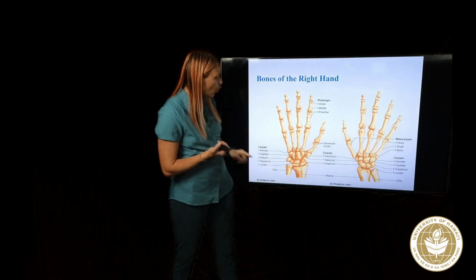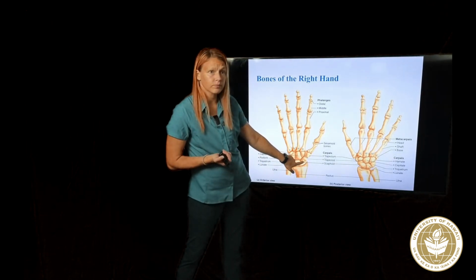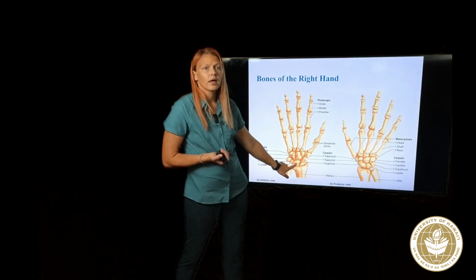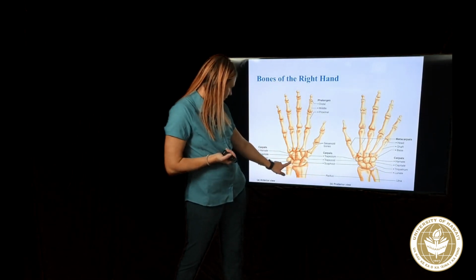And again, only your scaphoid right here, your lunate, which is right next to it, and your triquetrum, which is right here.